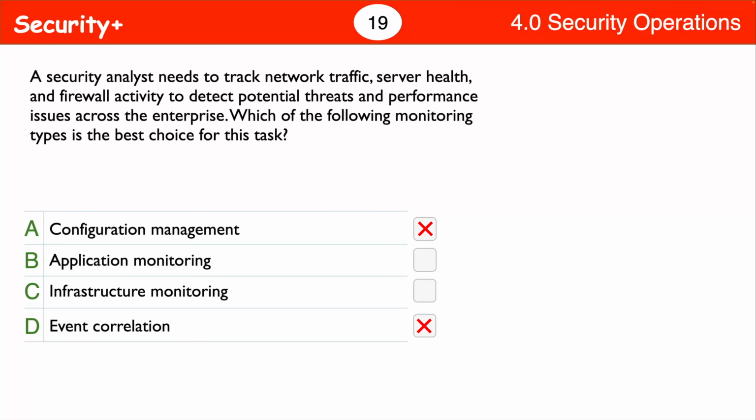And finally, we can eliminate B, application monitoring. And this focuses on software performance, but it doesn't focus on network or server health. And that leaves us with C, infrastructure monitoring. And infrastructure monitoring is going to track servers, network traffic and security devices, which makes it the best answer for this question.